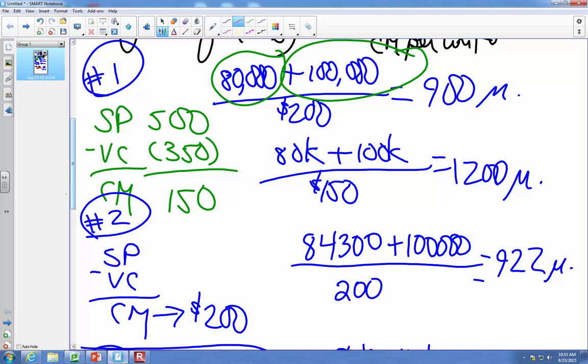And then let me mix it up just a little bit for number 3 so you have a new set of numbers. Strategy number 3, I'm going to decrease the selling price 8%. What dollar volume of sales do I need to make to earn $100,000? Give you a couple minutes.